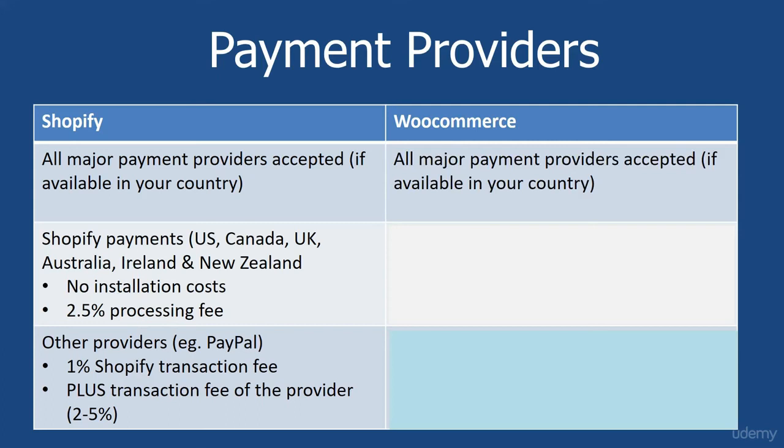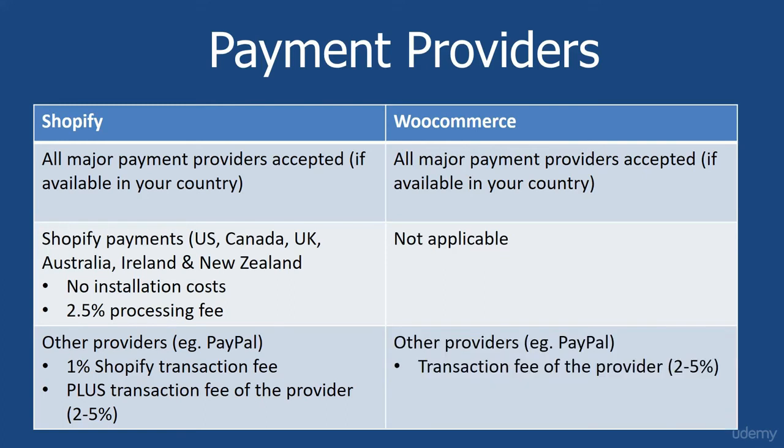Now, with WooCommerce, exactly the same deal. All major payment providers are accepted if they are available in your country. Shopify Payments is not applicable. So in fact, the whole process over here with WooCommerce is a lot simpler. Again, with other providers, we don't have to worry about a 1% Shopify transaction fee. We're just going to pay PayPal, in this case, somewhere between 2 and 5%.